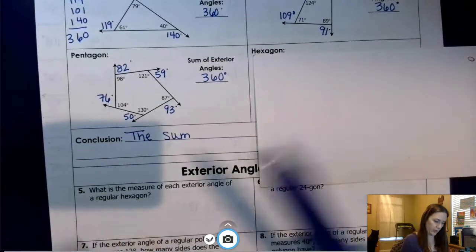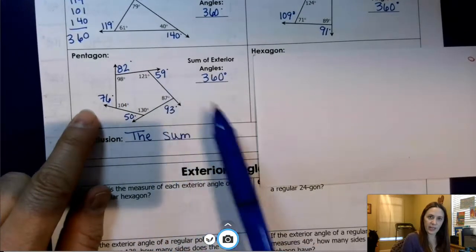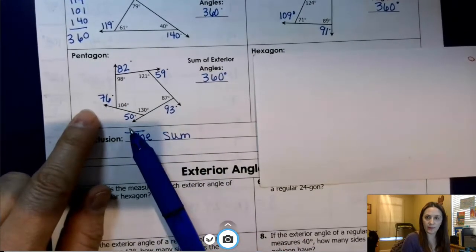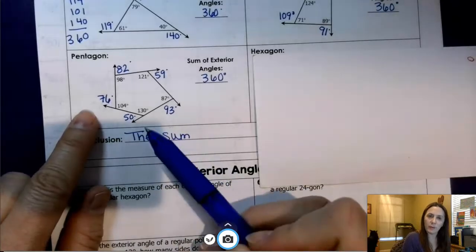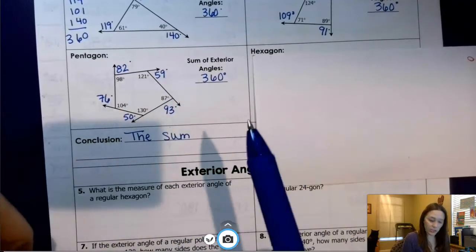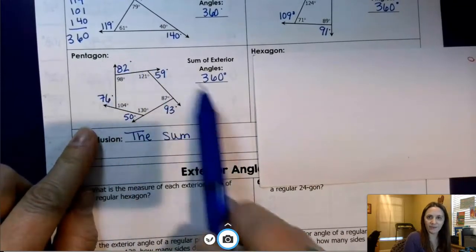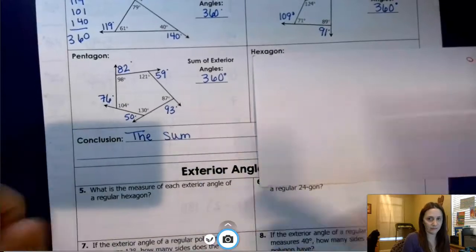Okay, so here we got our outside angles were 76, 82, 59, 93, and 50. So hopefully you got the same things. Remember that each of these are linear pairs. They have to add up to 180. Once I do that, now I'm going to add all of those exterior angles together, and I got 360 again.